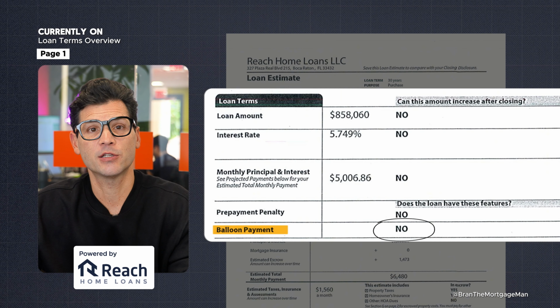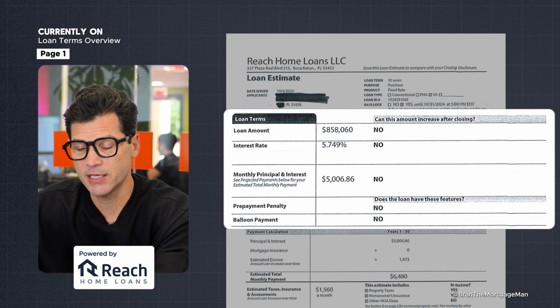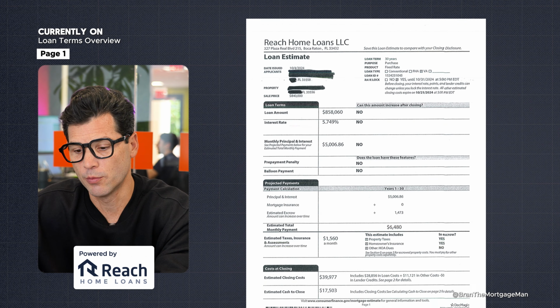But this only happens in situations where you're paying less than the fully amortized payment, meaning less than the term in which it's due. And you typically don't want a balloon payment. In this case, it is not a balloon mortgage, therefore there's no balloon payment due.